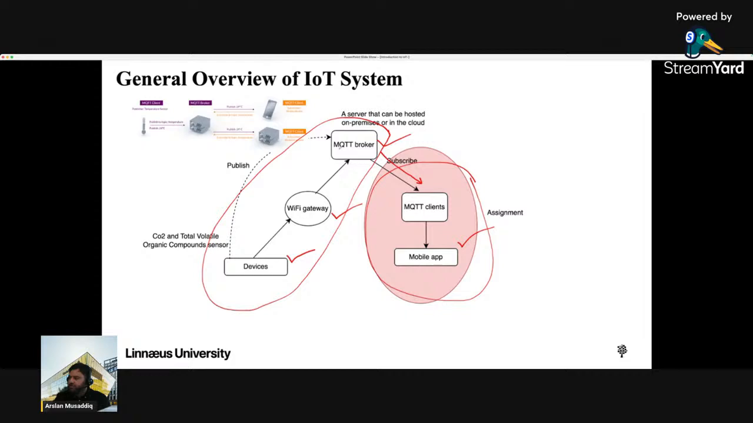If you are not sure about what MQTT is, in the next coming lectures, we will cover more about this. But for now, just to give you an idea, this is how the flow is, and this is where you will do your assignment. This part you will be covering.